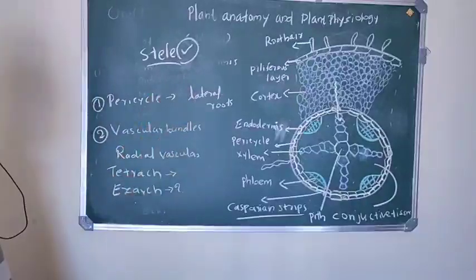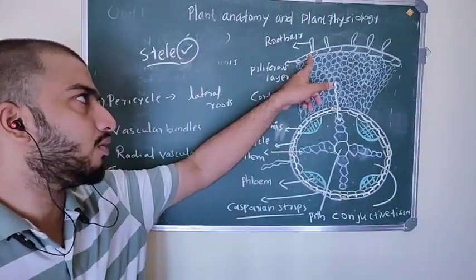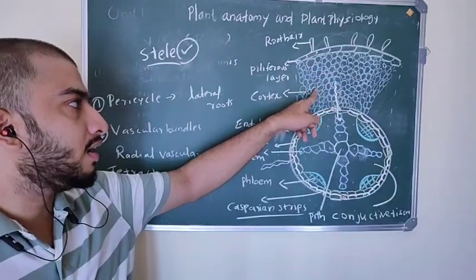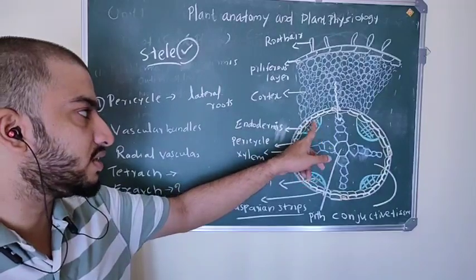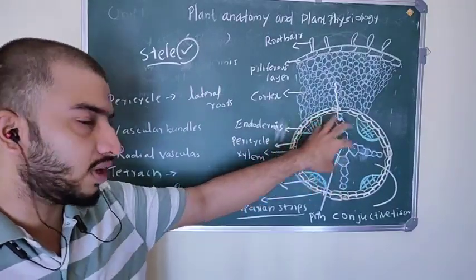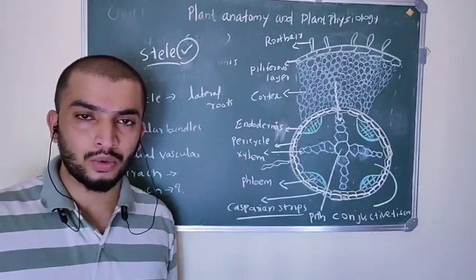So this is about the internal structure of the dicot root. The outermost layer is the piliferous layer or epiblemma. Second is the cortex, which is multi-layered and stores food. Next is the stele, which includes the pericycle and vascular bundle. In the next class we will study the internal structure of the monocot root.